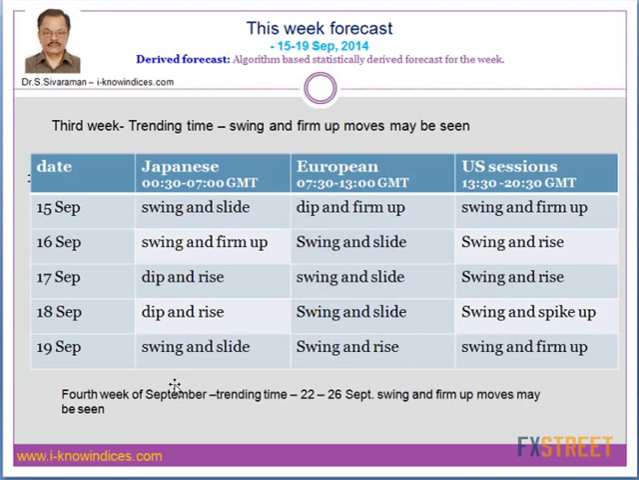Then on Friday, you'll find the market is expected to make a swing and slide as a profit booking move. Then subsequently make a swing and rise during the European session. All the short sellers will come for short covering at that time. Then afterwards, they will make the swing and firm up, continuing the intentional move on the upside in the case of Euro and GBP. So these are all the expected market moves for this particular week.